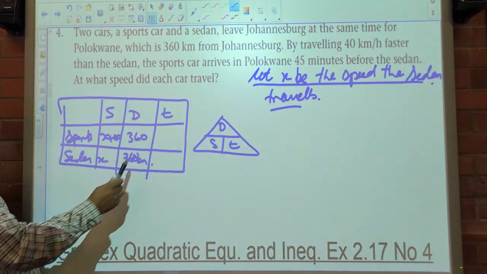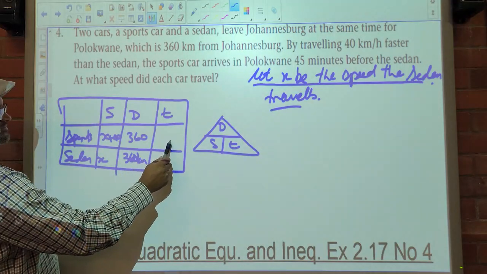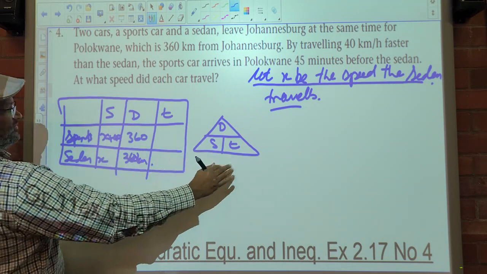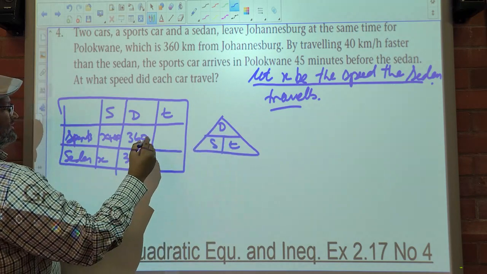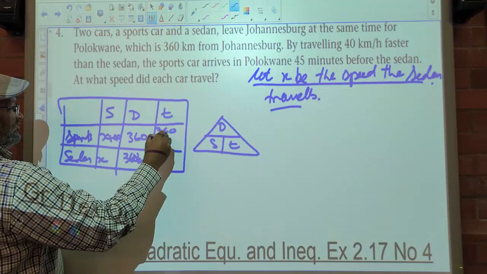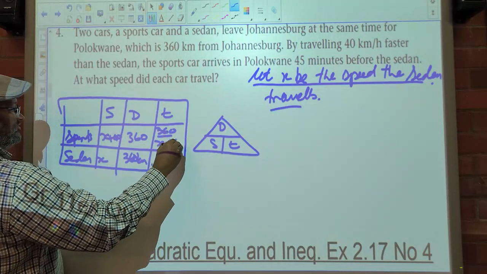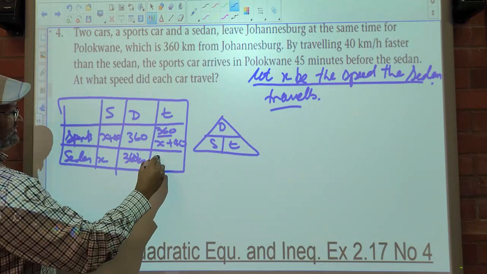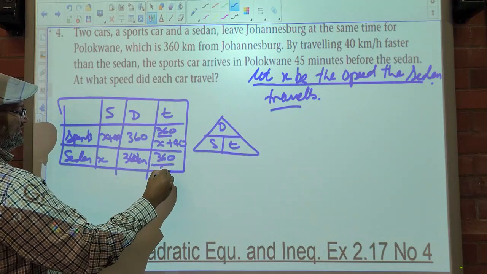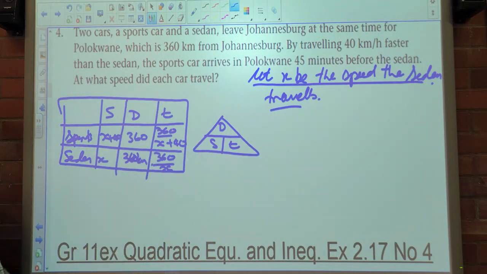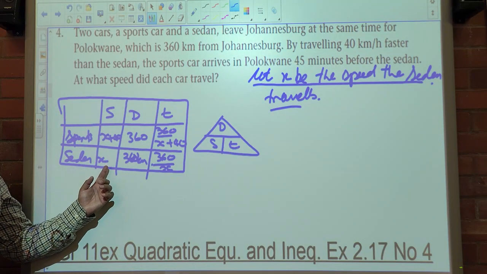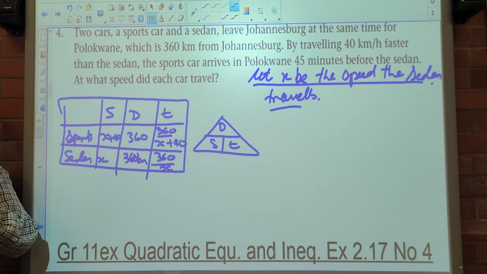So how do we calculate the time? Distance over speed. Remember when we calculate time, it's distance over speed. It's 360 over x plus 40 for the sports car, and the time the sedan takes is 360 over x. Remember, the speed is in kilometers per hour, so if you're going to bring a time in, it must be in hours.